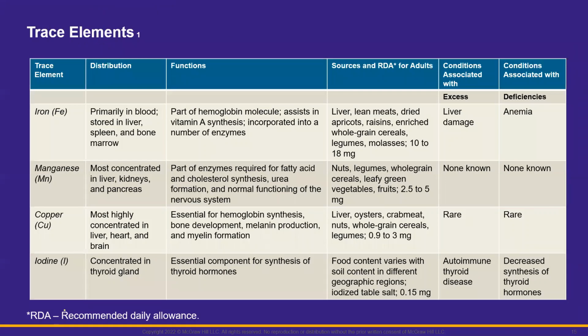Now the functions and also the sources for these minor or micro minerals. Iron, primarily in blood, so this is part of the hemoglobin, stored in liver, spleen, and bone marrow. This is part of hemoglobin molecules, assists in vitamin A synthesis, incorporated into a number of enzymes. Source: liver, lean meat, dried apricot, raisins, enriched whole grain cereal, legumes, and molasses.